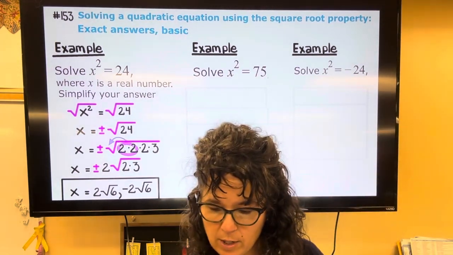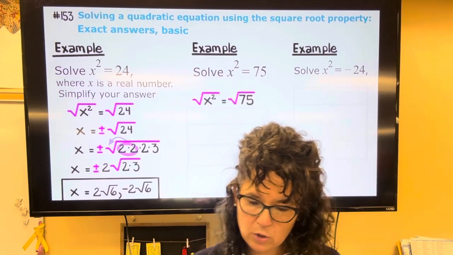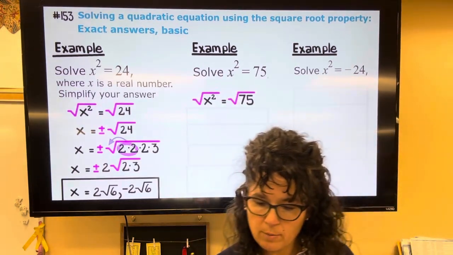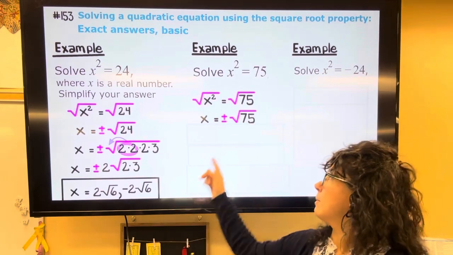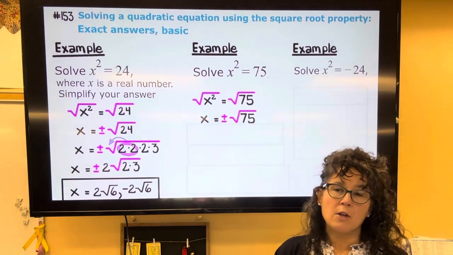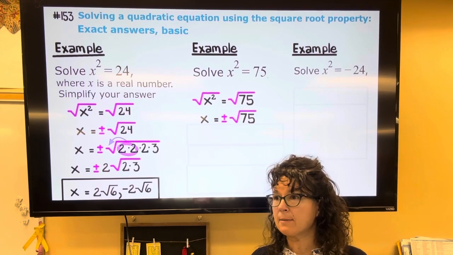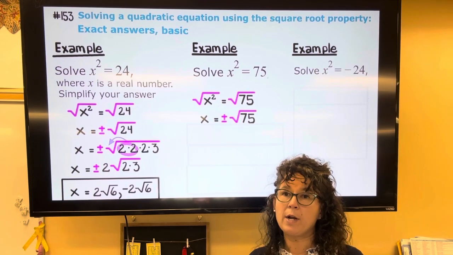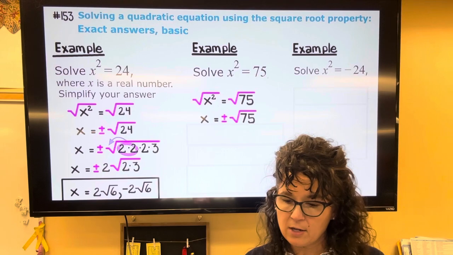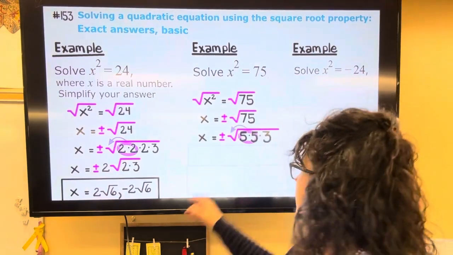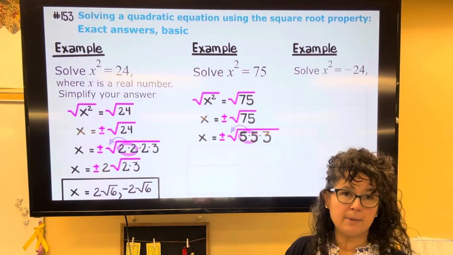To get the x by itself, I'm going to square root both sides. Let's remember that when you take the square root, you get both positive and negative. You're breaking down that 75. 75 is made out of 3 times 25, and the 25 is 5 times 5. So I'm going to rewrite 75 as 5 times 5 times 3.